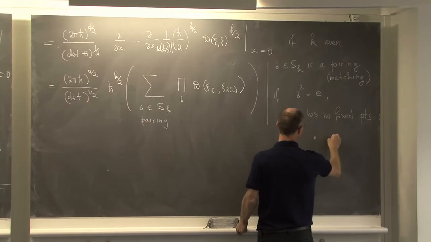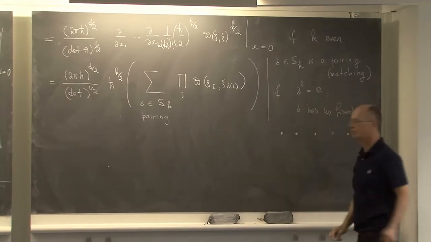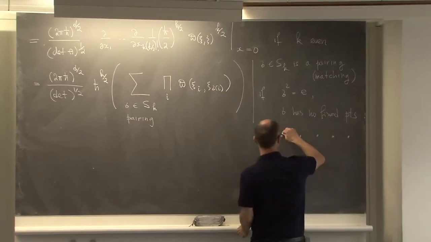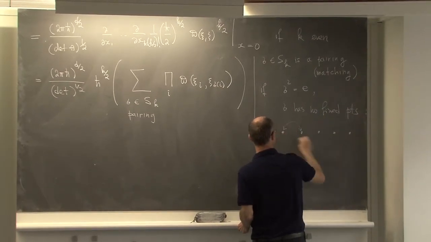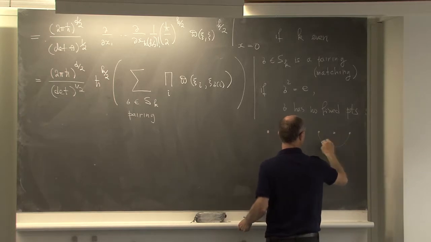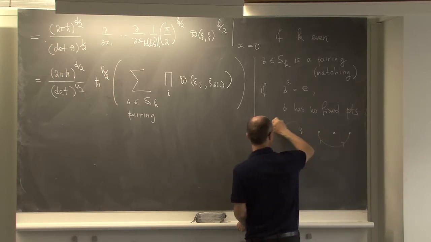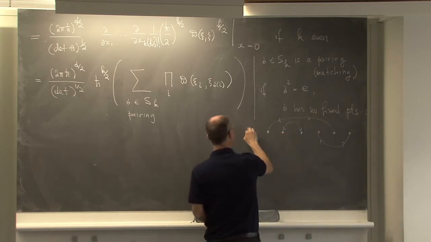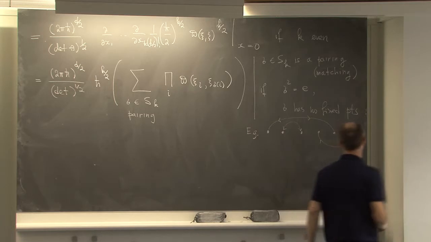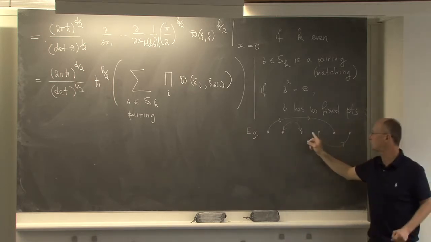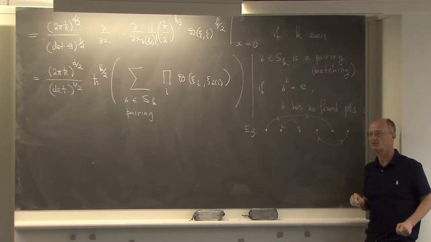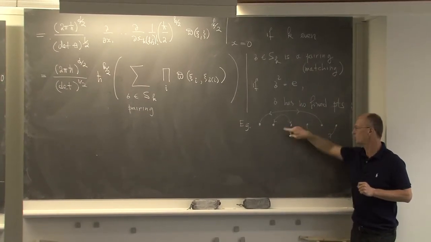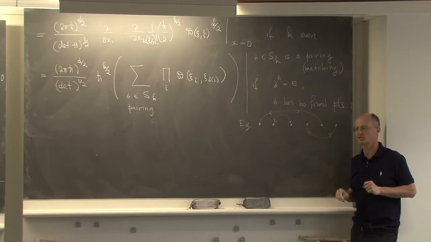Suppose we take some even k, right? We can only do it for k even. For instance, here k is equal to 6. So this is an example of a pairing. So this means that our set of k elements is split into k over 2 pairs, and the permutation is simply permuting those pairs.